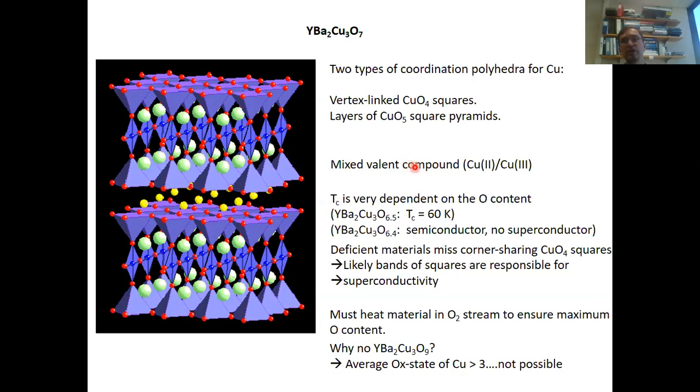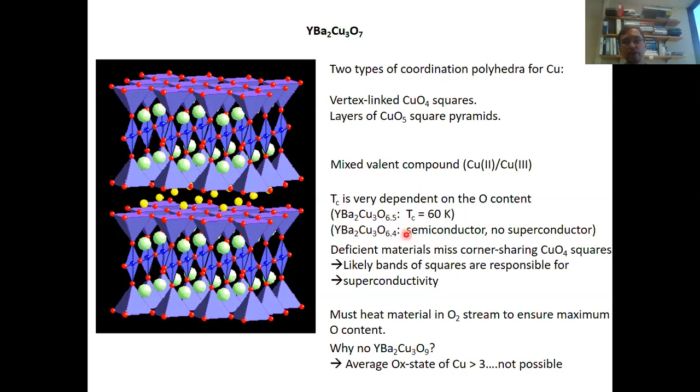So in this case, we have a mixed valent compound. We have partially copper 2 and partially copper 3. It was found that the critical temperature is very dependent on the oxygen content. For instance, when oxygen is 6.5, when we remove more oxygen, we still have a critical temperature of 60 Kelvin. But if we go slightly below that, then our superconductivity breaks down. We have no longer a superconductor.